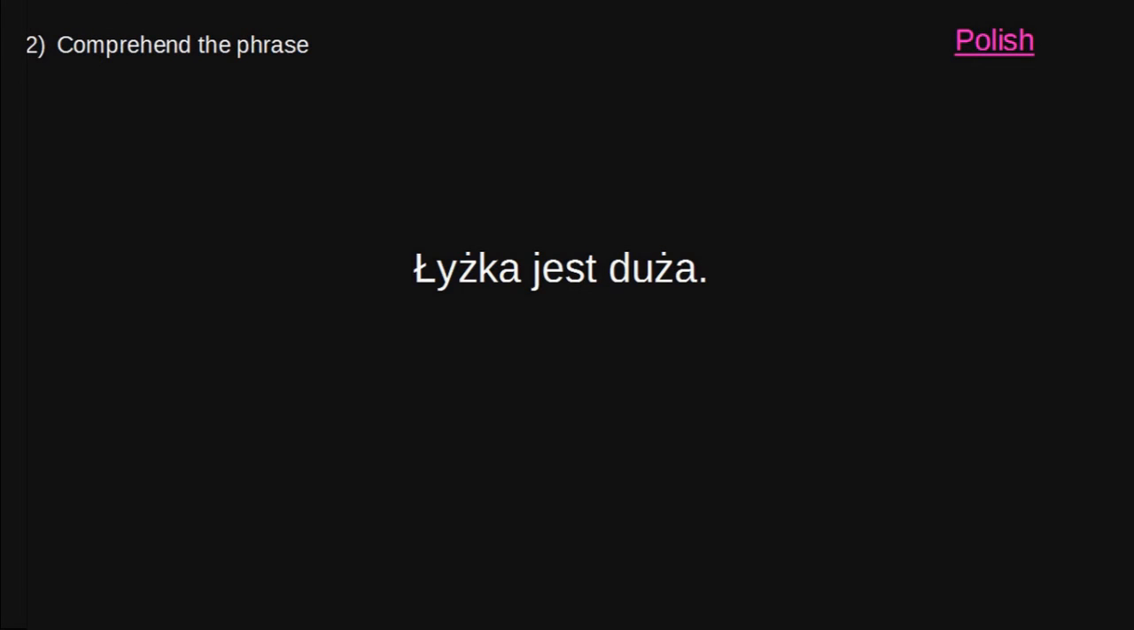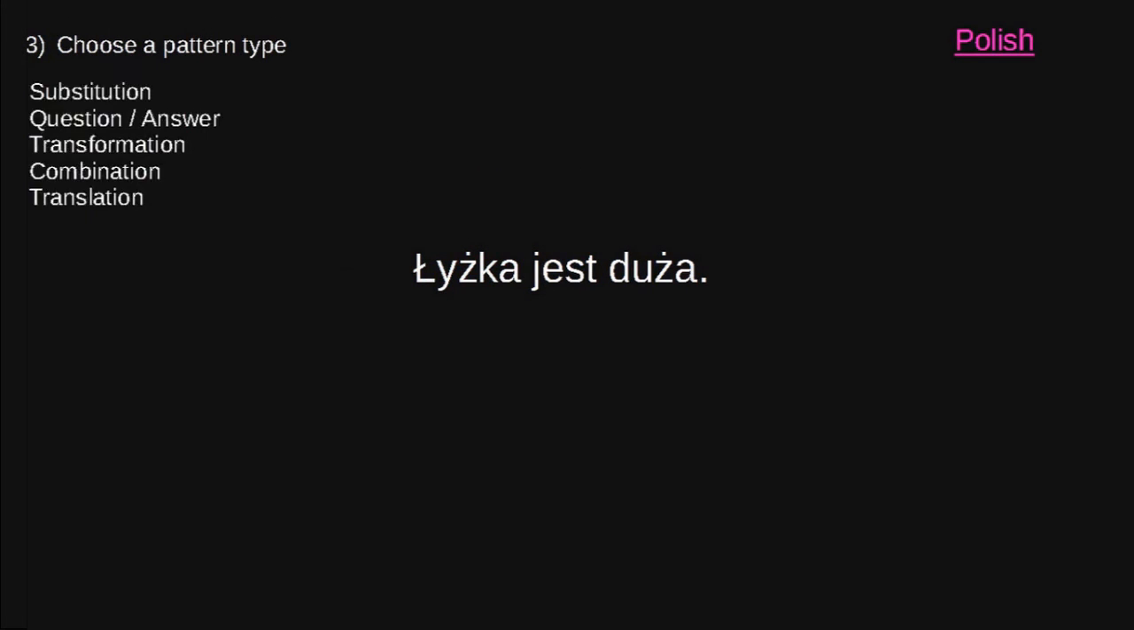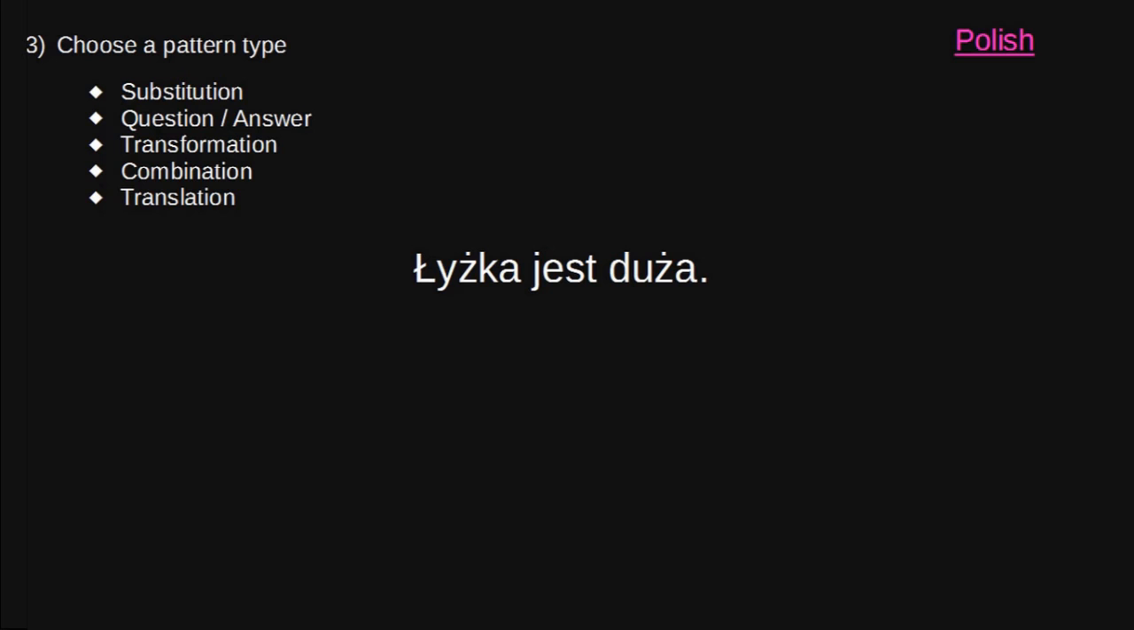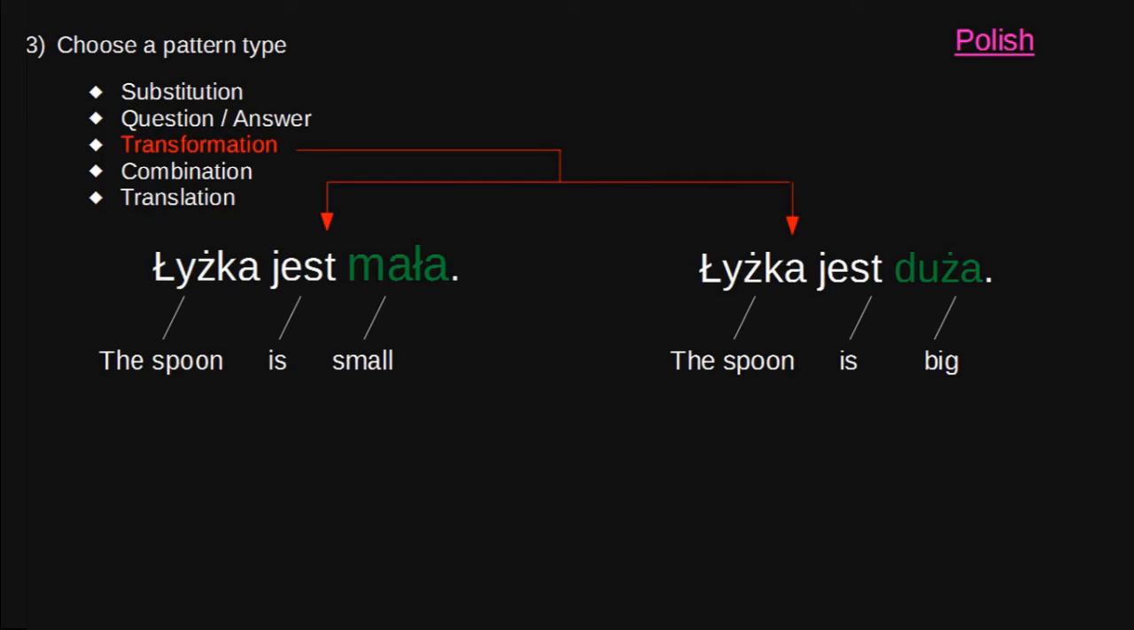Okay, let's do one more language, Polish. Step 1, find a phrase. 2, comprehend the phrase. Recognize and understand. Łyżka jest duża. The spoon is big. Choose a pattern type. We've done substitution and question and answer, so this time let's do transformation. Transformation is transforming part of one sentence into something else. So in this instance, the spoon is small. Small is transformed into big. So we have the spoon is small and the spoon is big.